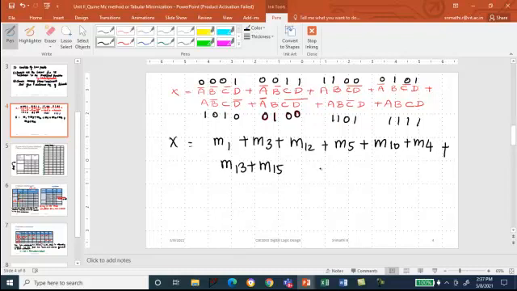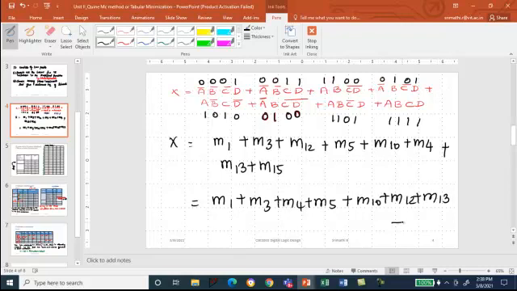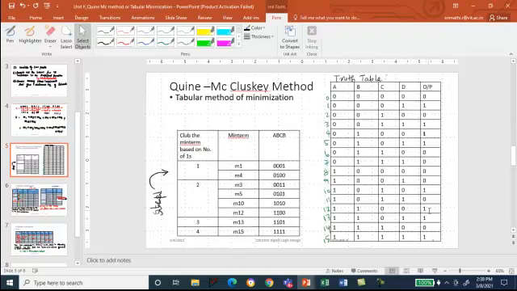Let us go ahead with the Quine-McCluskey method. These are all the minterms that are present, so let me write them in ascending order: m1, m3, m4, m5, m10, m12, m13 and m15.